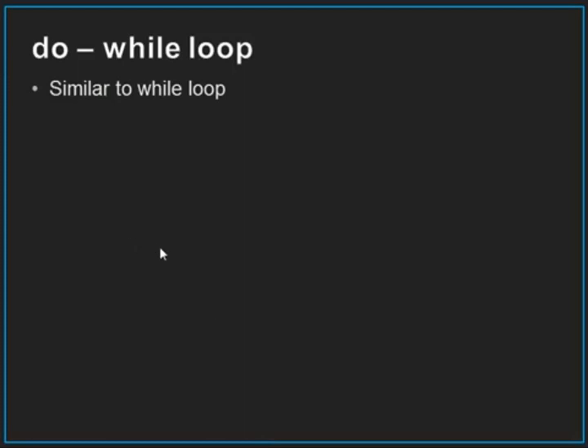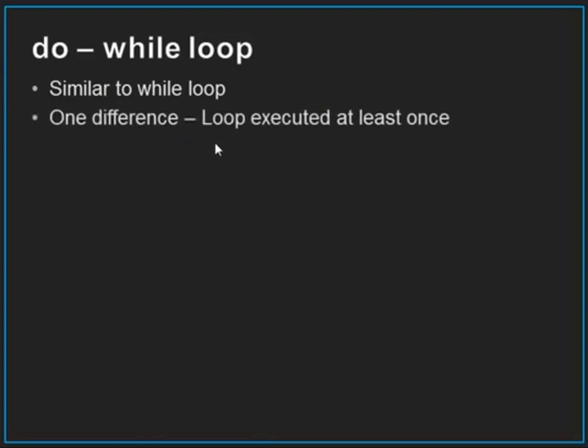Now there is another type of loop available in the C language called a do while loop. Do while loop is, you can say, the brother of the while loop. Let's see what a do while loop is. The do while loop is very similar to the while loop. There is only one difference.